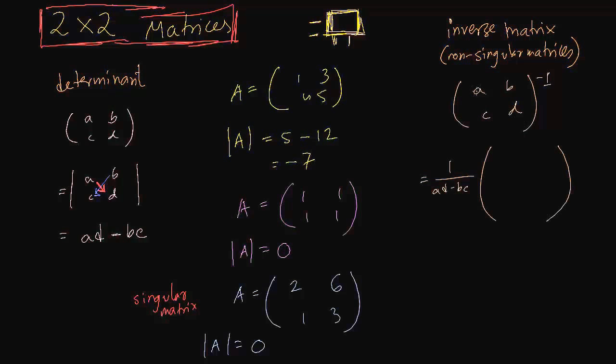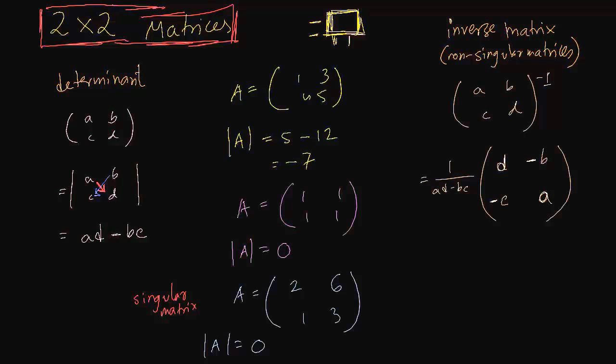And the rest is just a trick. You change the positions of these diagonal elements. You put the D over here and the A over here. And then you change the plus minus signs of these. So these are both positive. You make it minus B and you make it minus C. So that's how you find the inverse of a matrix.